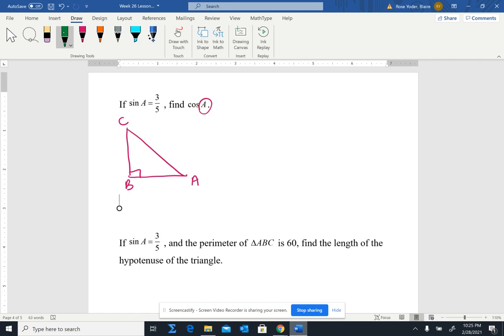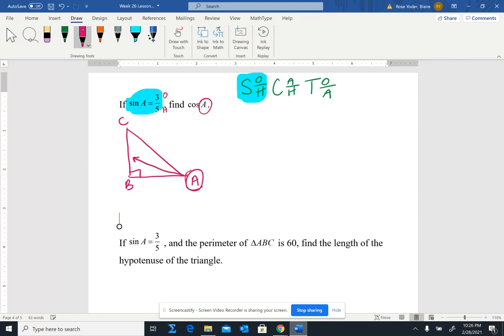All right, step 2, write your SOHCAHTOA. Some old hippie caught another hippie tripping over apples. The sine is what is given. Sine is O over H. So all we have to do is say the 3 is the O number and the 5 is the H number. We're talking about A, so the O is the leg opposite. That's 3, and then the hypotenuse is 5.